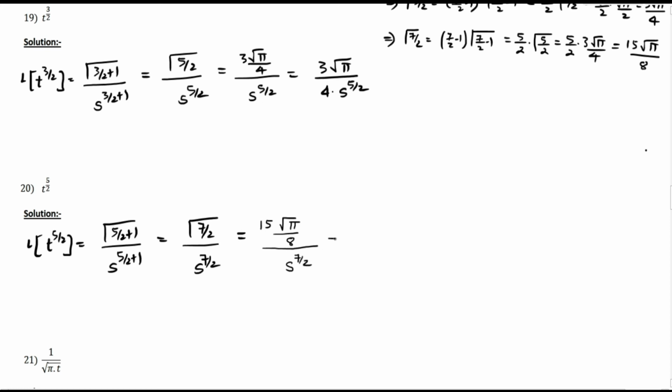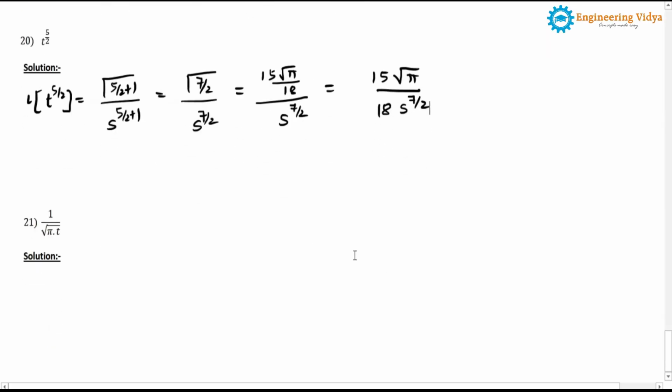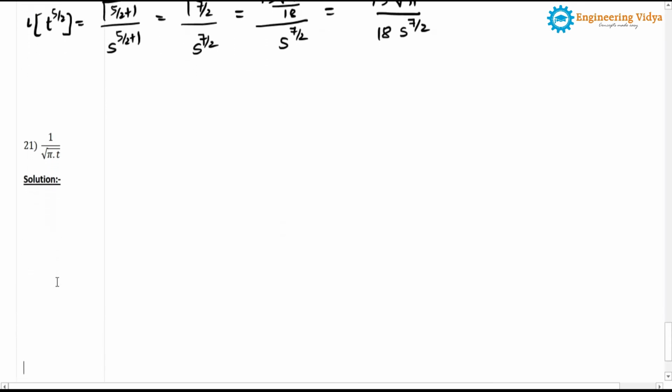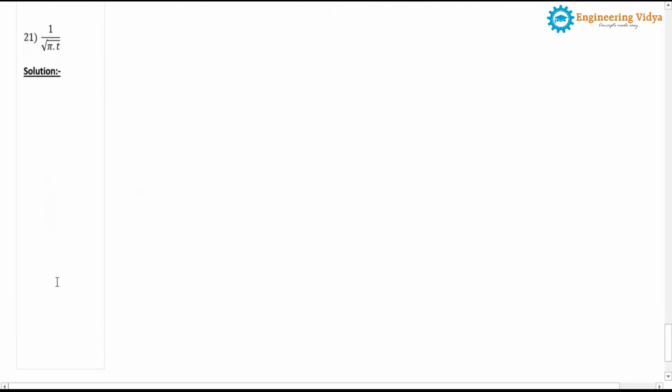After simplification here we will get 15 square root of pi divided by 8 into s raised to 7 by 2. So this is our final answer. Now this is the last problem of type A, and here we need to calculate the Laplace transform of 1 upon square root of pi into t, right?